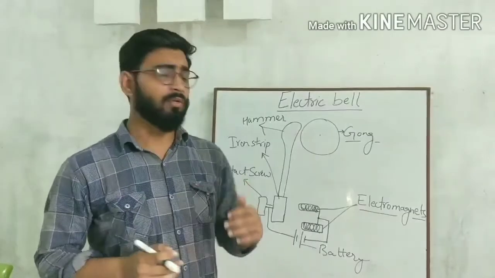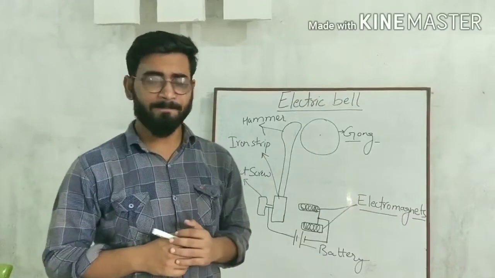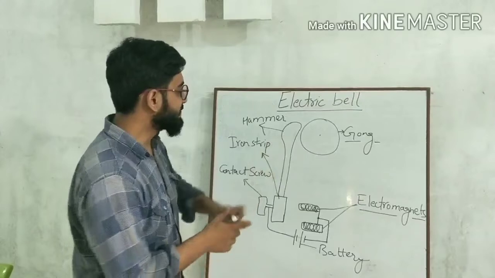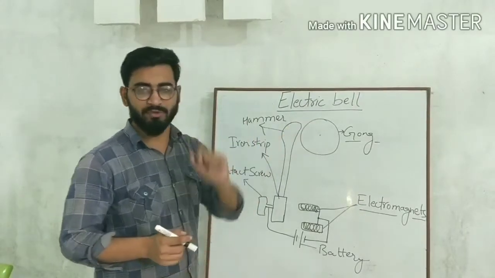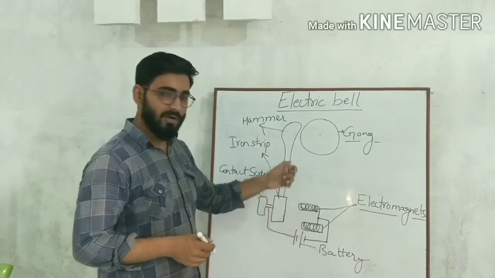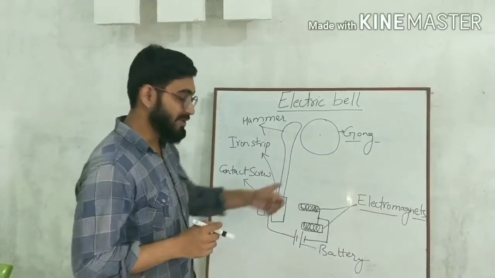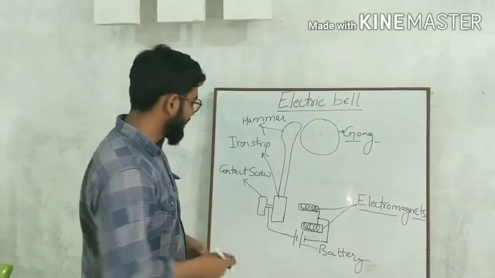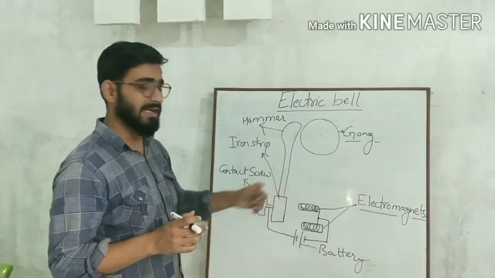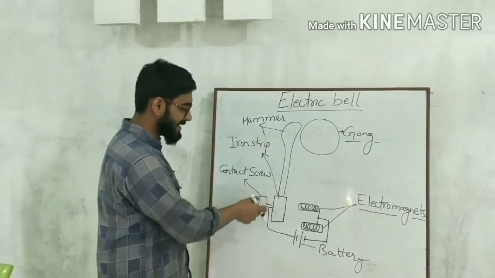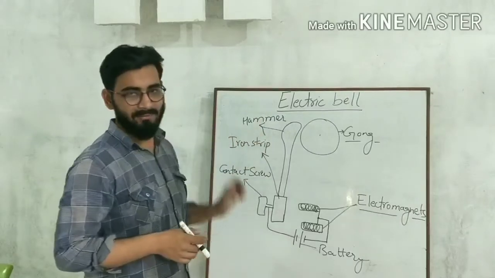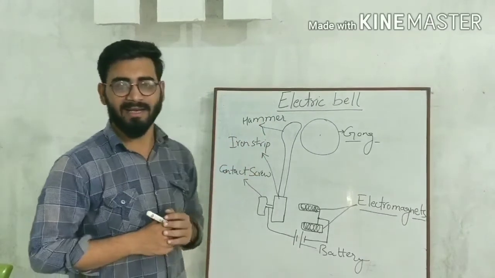Now we are going to study the electric bell. This is the circuit of an electric bell. It consists of a gong, which produces sound. It also consists of coils of wire which are wound over iron pieces, which will act like electromagnets. And then there is one iron strip which is kept close to these electromagnets, and this iron strip is also in touch with the contact screw. And then there is one hammer. So this is the circuit of an electric bell.